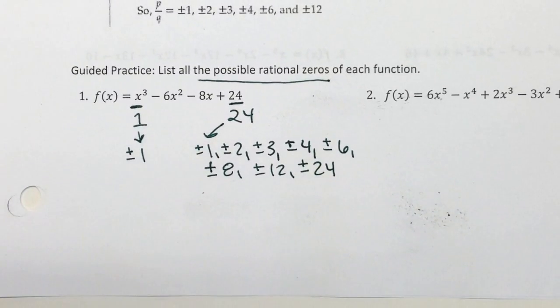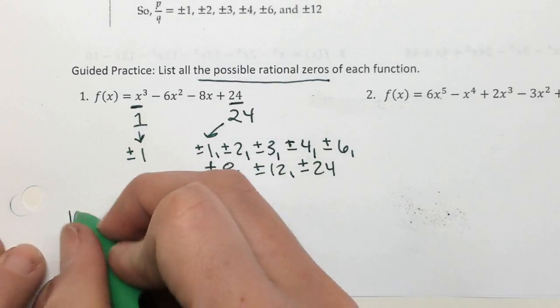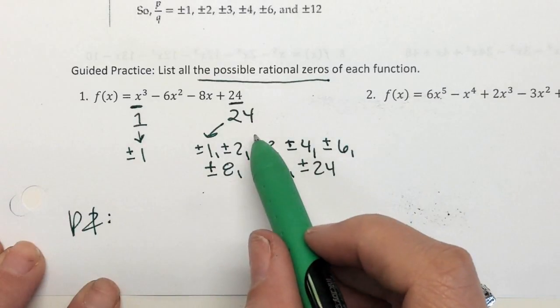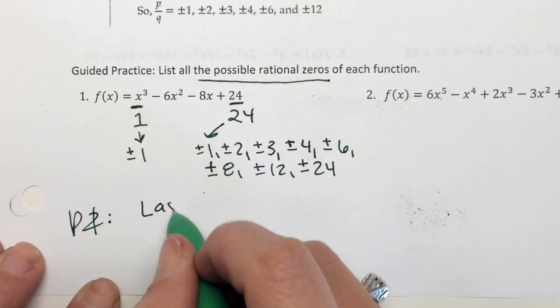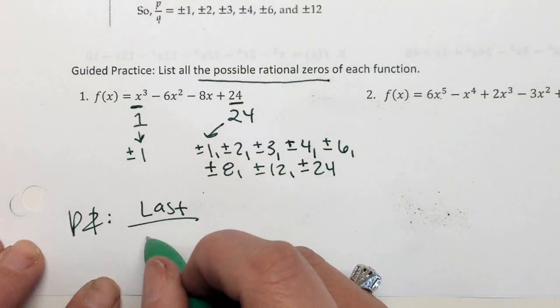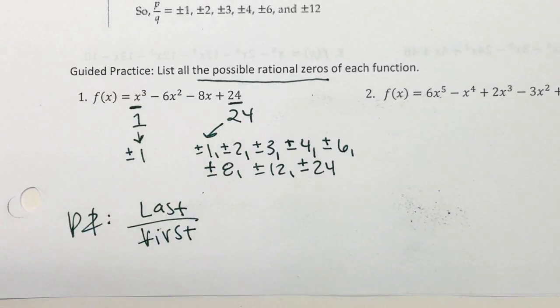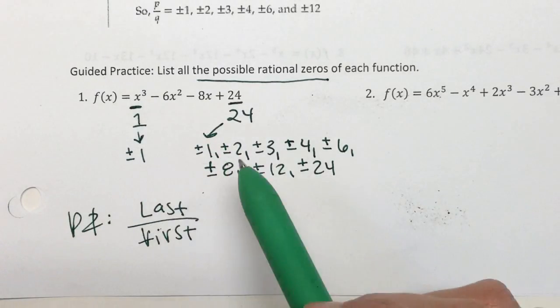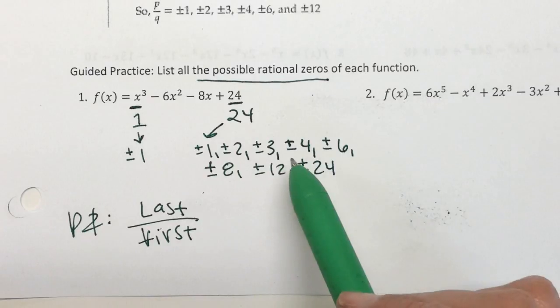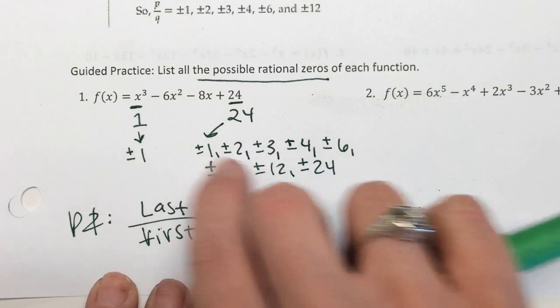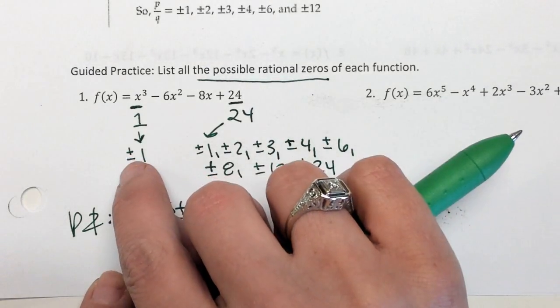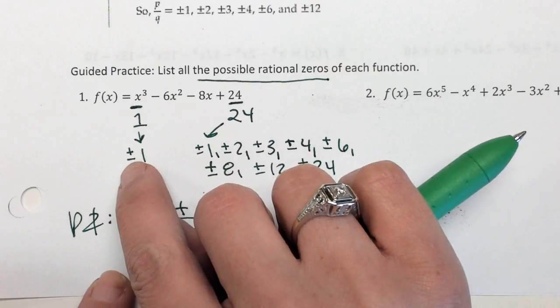Now those aren't our possible zeros. Those are just listing the factors. Now to get to our possible zeros, which of course this one's going to be pretty easy, you'll see why. Our possible zeros are all the factors of your last number over all of the factors of your first number. Last over first. But if you think about it, if I put all of these factors over this number, what would it give us? A fraction? Nope. Think about it.